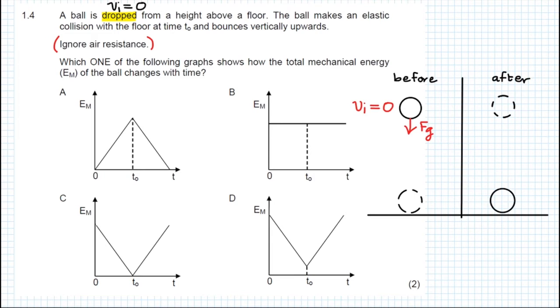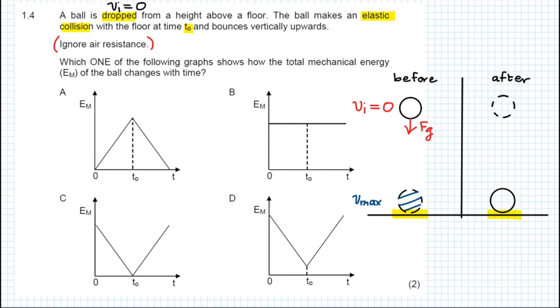They then say the ball makes an elastic collision with the floor at time t0 and it bounces vertically upwards. So what is going to happen is that this ball is going to drop and then it is going to hit the ground with what I'm going to call its maximum velocity. It is going to collide with the ground. So a collision takes place.